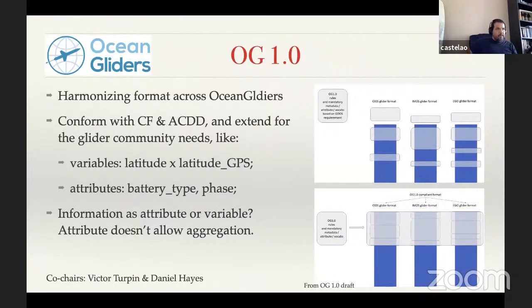Probably the biggest impact for data structure on gliders is coming from OceanGliders, which is a worldwide effort. Inside OceanGliders, there is a task team specifically about data structure, with the goal to harmonize the different standards that we see. Right now, the most common ones are those used by the US, Australia, and Europe.